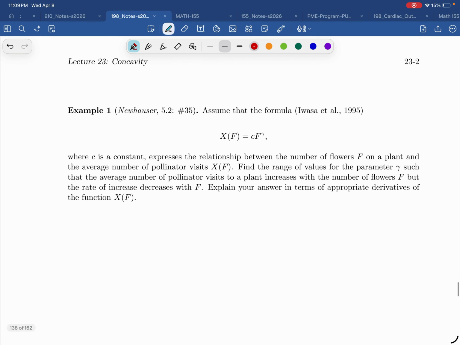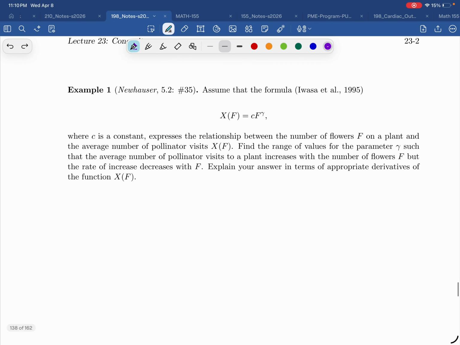Let's quickly do a video of example 1. This is problem number 35 from section 5.2 from Neuhauser. And here we have this function, they call it a formula, X of F equals C F to the gamma. We're assuming that C is a constant, and so is gamma. Gamma is also a constant. F is the number of flowers on a plant. X of F is the number of pollinator visits based on the number of flowers.